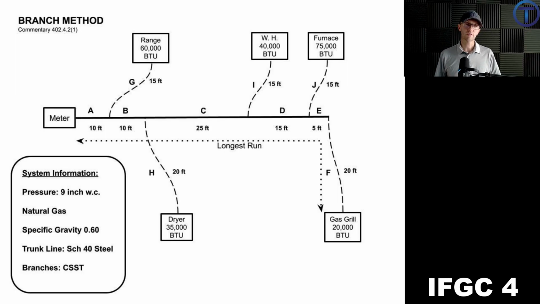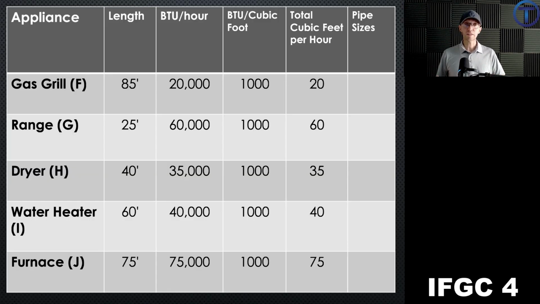Now that we have sized out the trunk line, all the steel pipe sections are figured out, let's go back and figure out our branches, the CSST. This is where the branch length method comes into play, because every one of these branches has a different length and we'll be using a different row on the sizing table. The first one, gas grill F, has the same developed length as all the others we dealt with on the trunk. It's the furthest distance, and it has a total cubic feet per hour of 20.